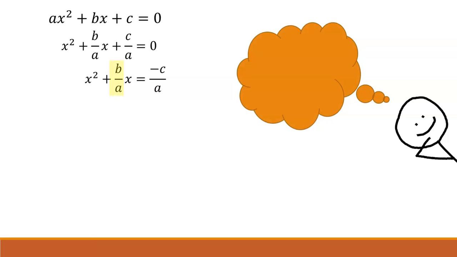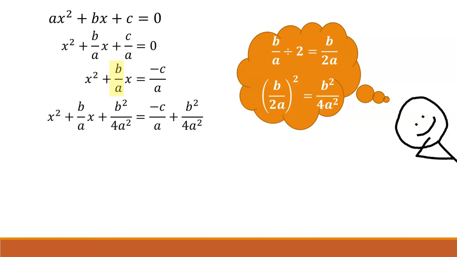To figure that out, we'll look at the b over a, which is the coefficient of the linear term. We'll take that coefficient and divide it by 2, and then we'll take the result and square it. So to complete the square, we need to add b squared divided by 4a squared to both sides of the equation. The left side will now factor into a binomial that's been squared. And while that looks really complicated to factor, it's pretty easy, because that b over 2a that we got when we divided b over a by 2 is the second term in that binomial.